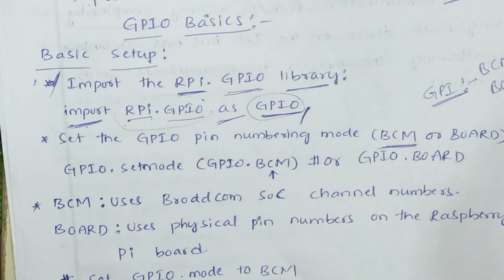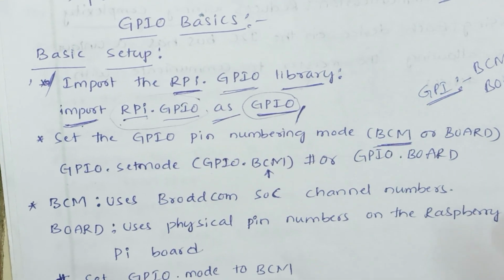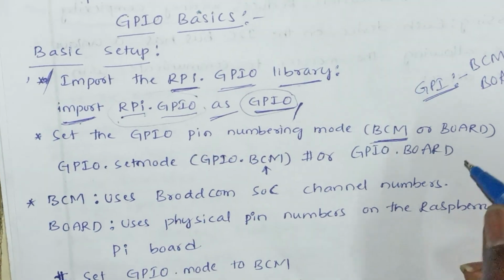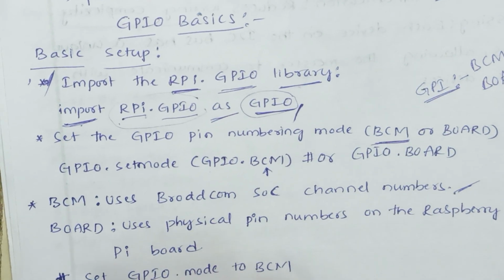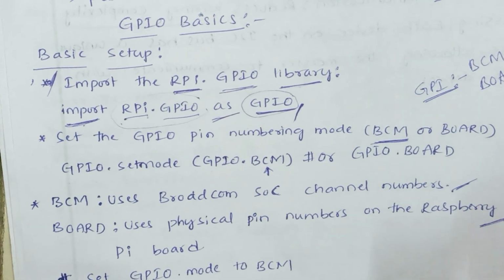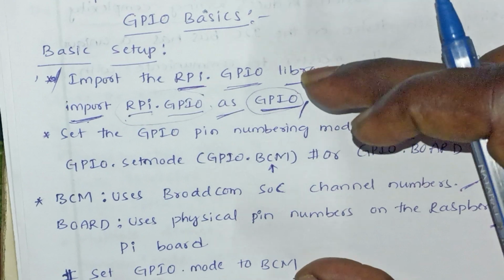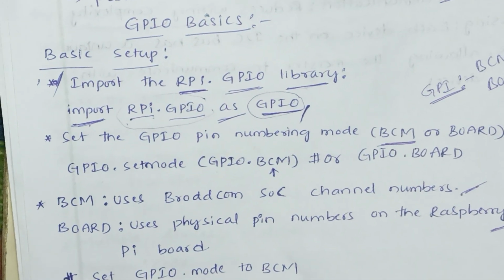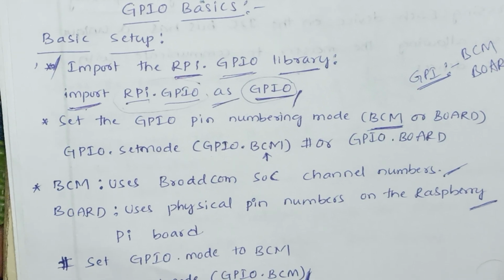In mobile we have to install some application, right? I told you. In that we have some numbers, that is nothing but the channel number of BCM. Next, BOARD uses the physical pin number on the Raspberry Pi. This is the chip there, right? The Raspberry Pi chip. On that we are using some physical pin number. That is nothing but the BOARD. It is also a number.